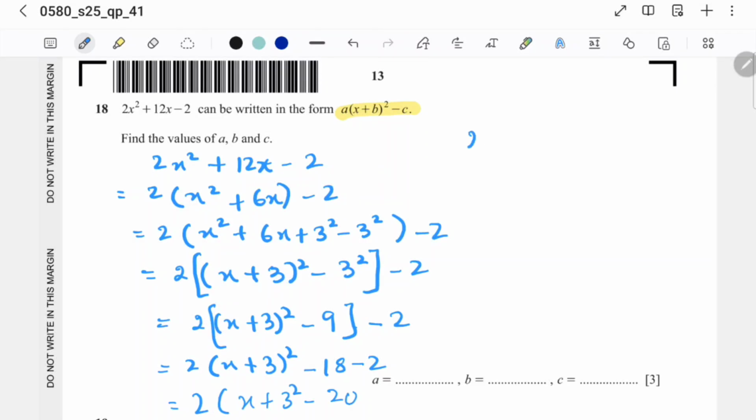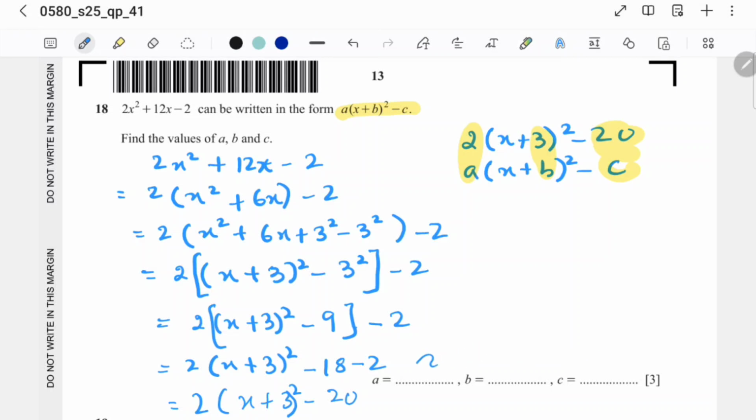So we are getting 2 times x plus 3 whole squared minus 20, and a times x plus b whole squared minus c. What is the value of a? a will be equal to 2, b will be equal to 3 and c will be equal to 20, because it is minus c and minus 20.